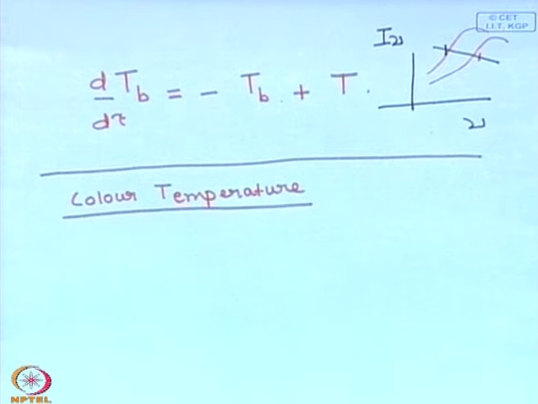Okay. There is something called the color temperature. Let me now tell you what the color temperature is, which again is quite useful sometimes. Sometimes I cannot measure the specific intensity. There are situations where I have no idea of what the specific intensity is. Okay. I can only measure the flux.